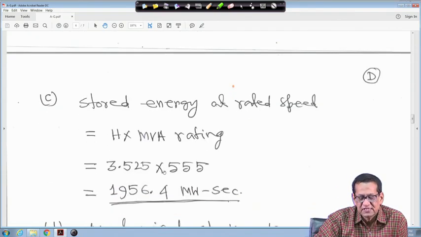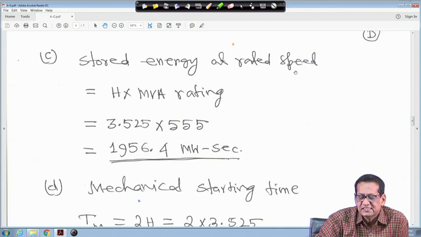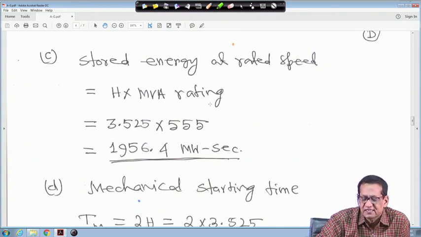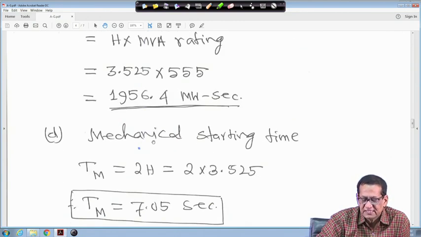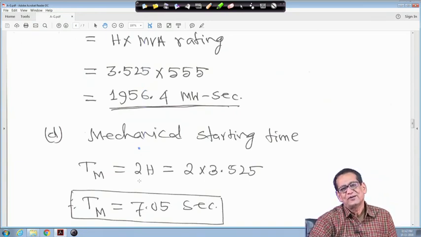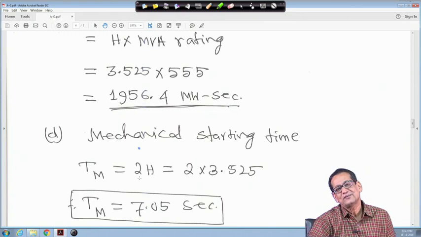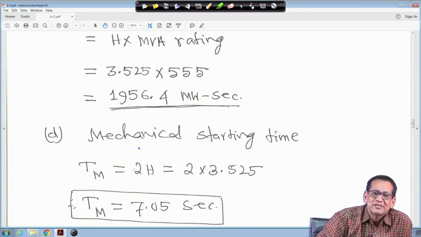Now, the third part is stored energy at rated speed. You know H into MVA rating. H is equal to 3.525 we got and MVA rating was 555, so it will be 1956.4 megawatt second. And D, the mechanical starting time, we know Tm is equal to 2H. Earlier we saw this when we were doing the swing equation.